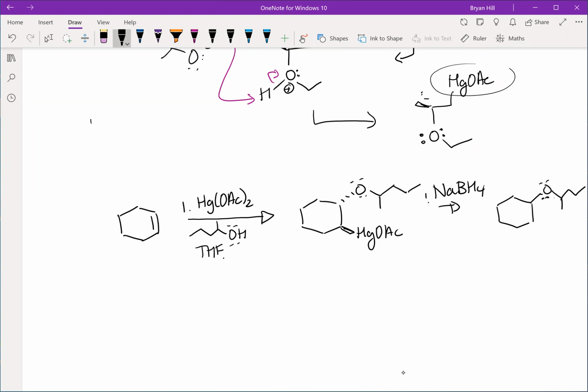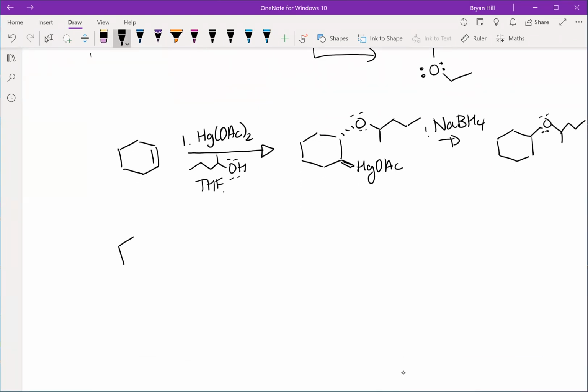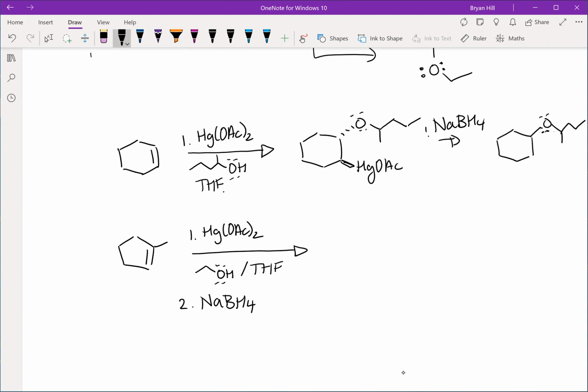So the key point, though, is that, let's do another one just for the sake of argument. First step, mercury diacetate in the presence of ethanol, THF. Second step, sodium borohydride. So we're going to put the oxygen on the more substituted carbon. So we would generate an ether that looked like this.